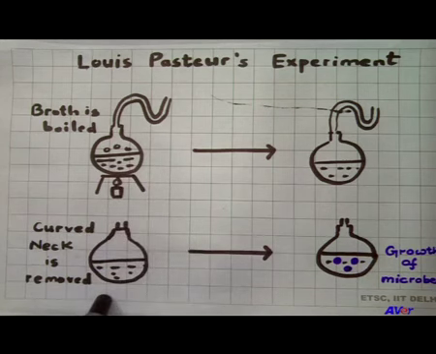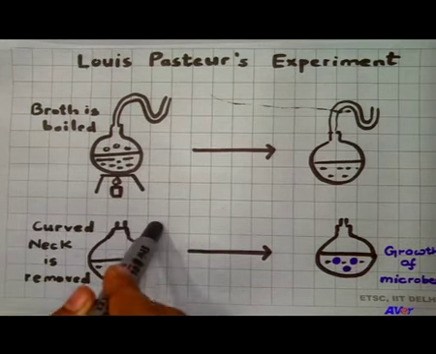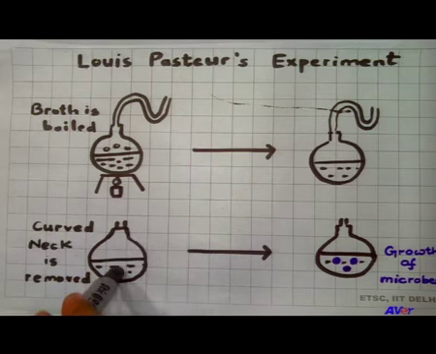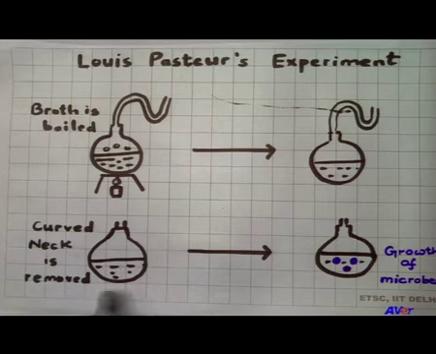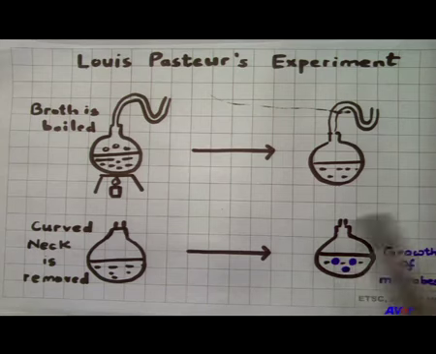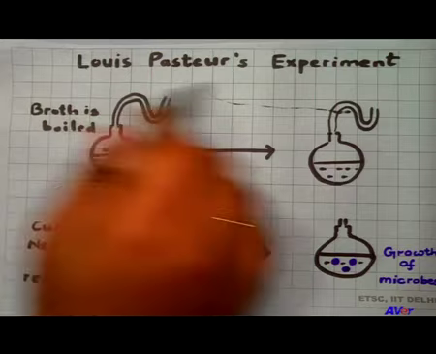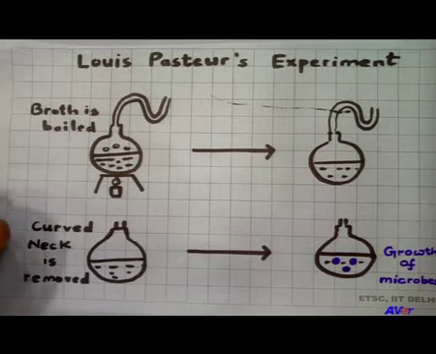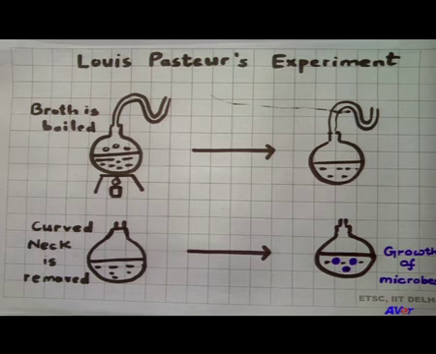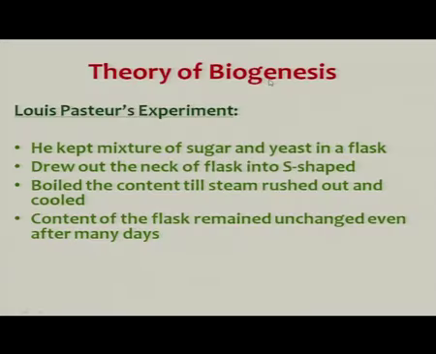Secondly, in the second experiment which we see, since the neck was cut, the microbes could easily grow over the dead and decayed matter which was present in the broth, and this resulted in the coming of the spores and the formation of certain maggots and flies. So, this theory, Louis Pasteur's theory, is also known as theory of biogenesis. The theory of biogenesis states that life can only arise from pre-existing life forms.